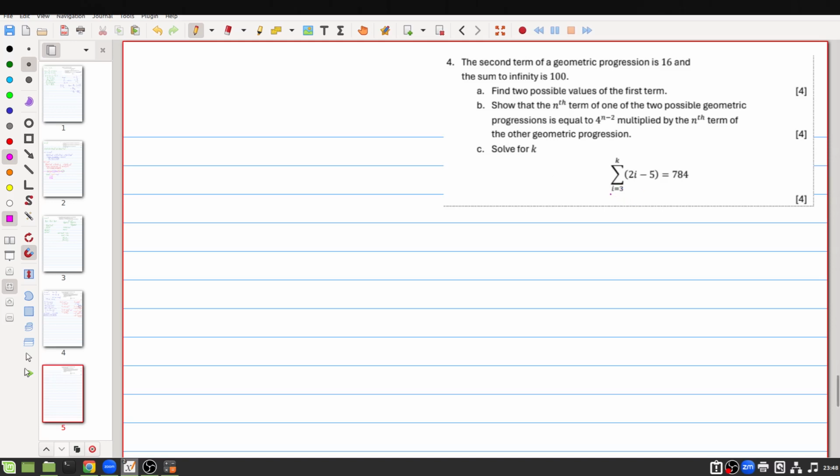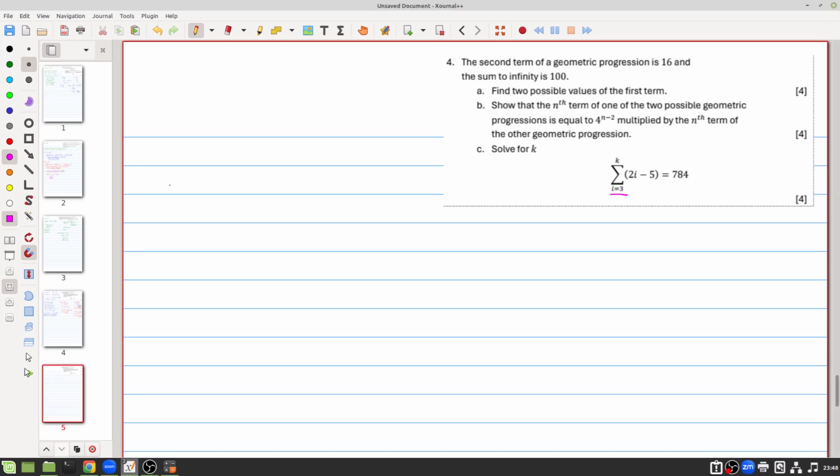So here we say we start at i equals 3. So our first term will be 2 times i, which is 3, minus 5. So our first term is going to be 1. Second term, 2 times 4, minus 5. So 8 minus 5 is 3. And then our third term, 2 times 5, minus 5. 10 minus 5 is 5. Okay, so those are our first 3 terms.